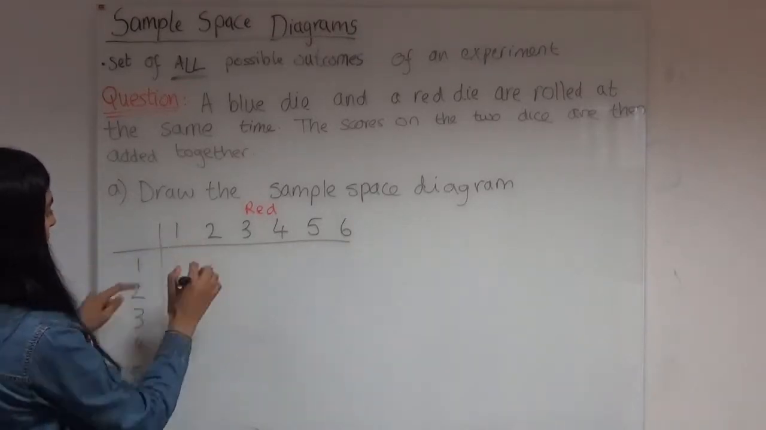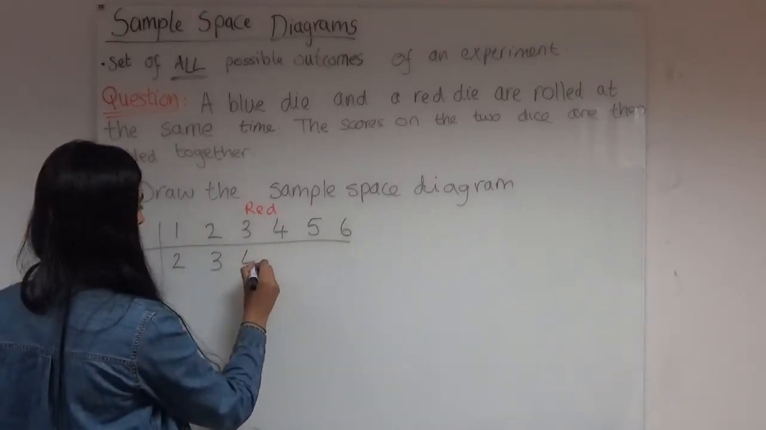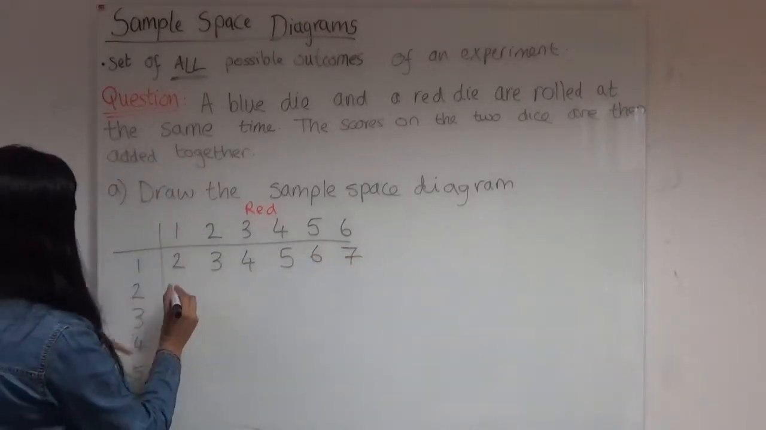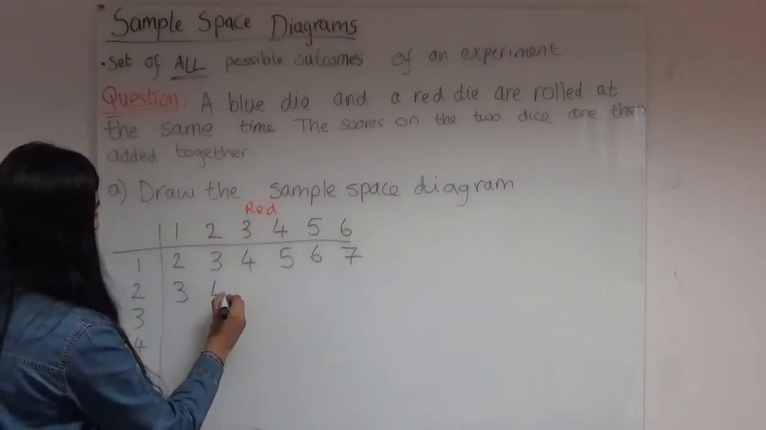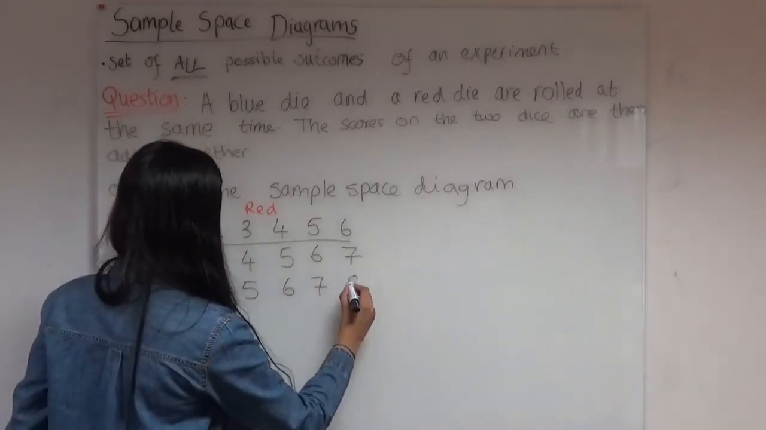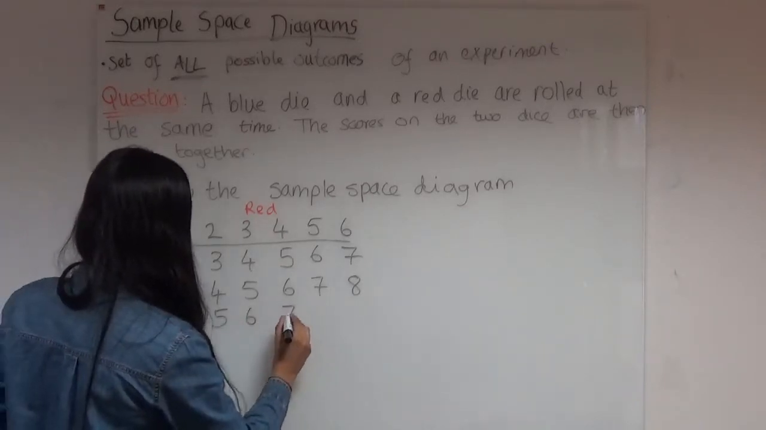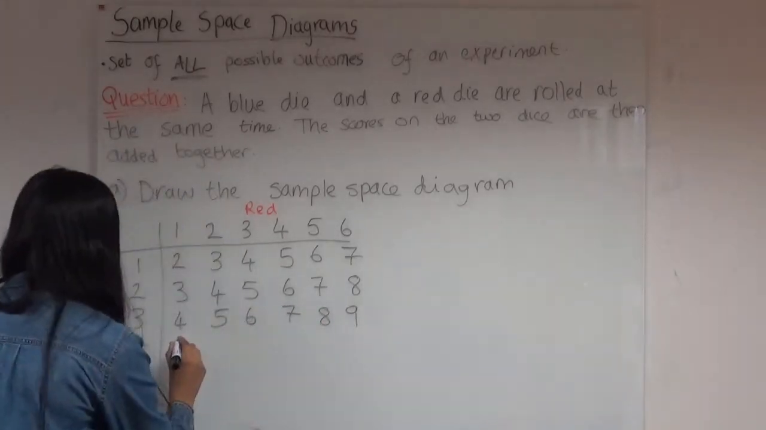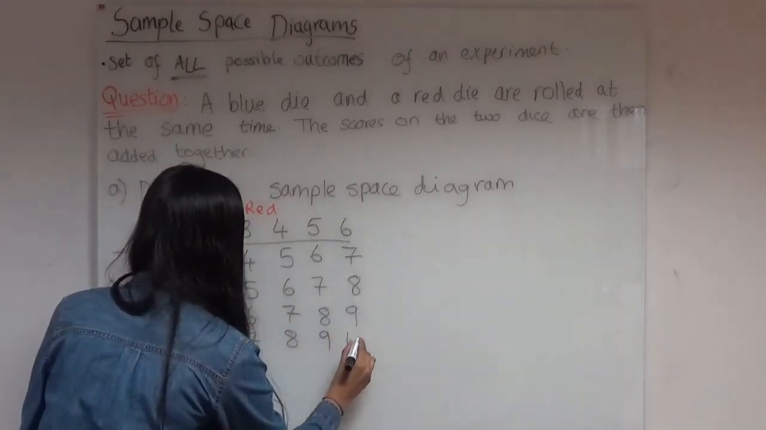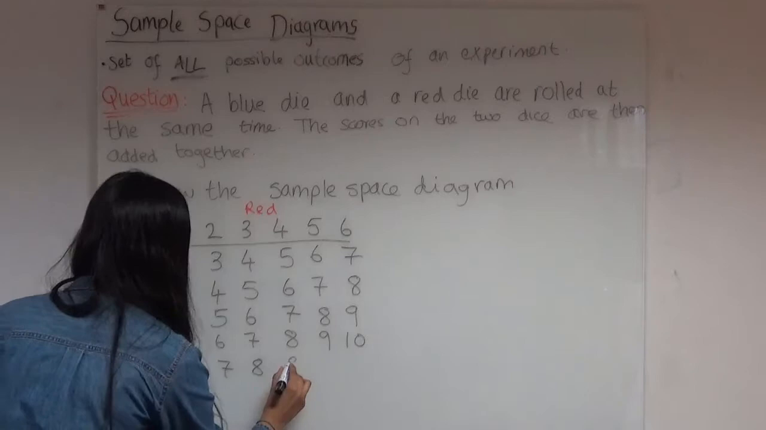So we've got 1 add 1 is 2, 2 add 1 is 3, 3 add 1 is 4, and so on. 5, 6, 7. And then here we've got 2 add 1 is 3, 2 add 2 is 4, 3 add 2 is 5, and so on. So you should get a table that looks like this. 9, and we've got 5, 6, 7, 8, 9, 10, 6, 7, 8.